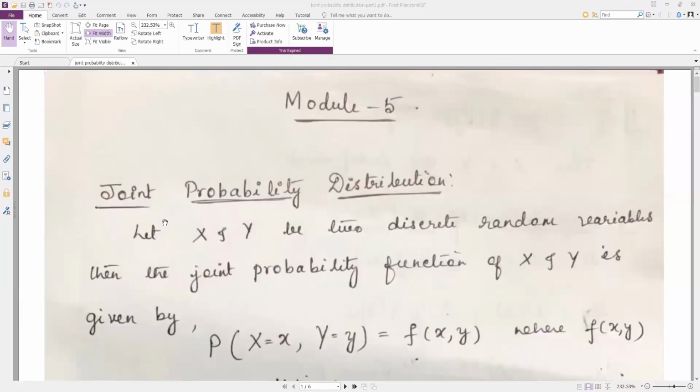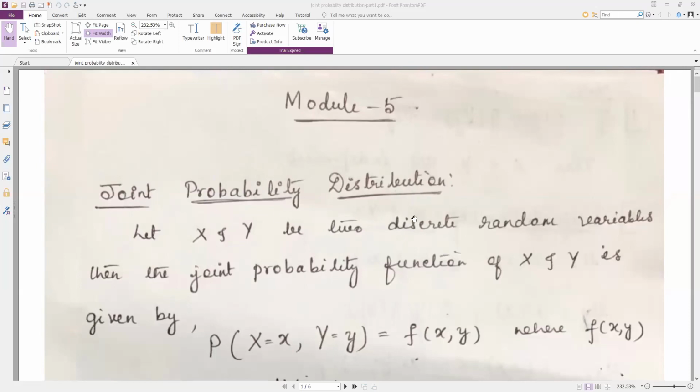Module 5: Joint Probability Distribution. This is the last module of this semester. Under module 5 there are two topics: one is joint probability distribution, another one is sampling theory. Under this you will get one question for the semester exam.